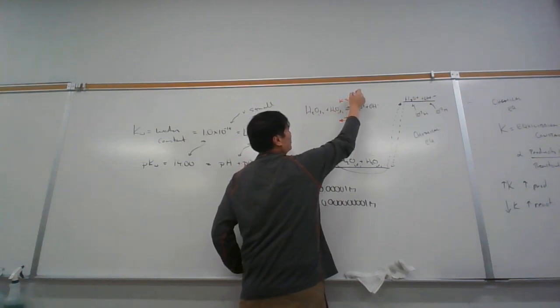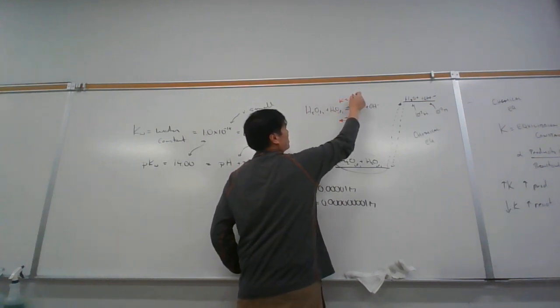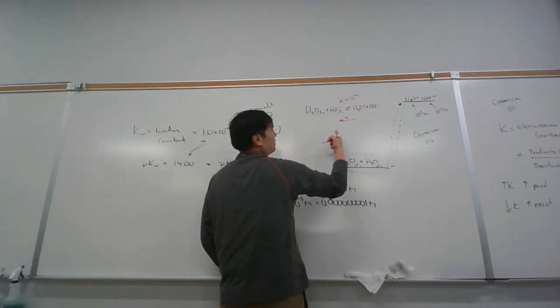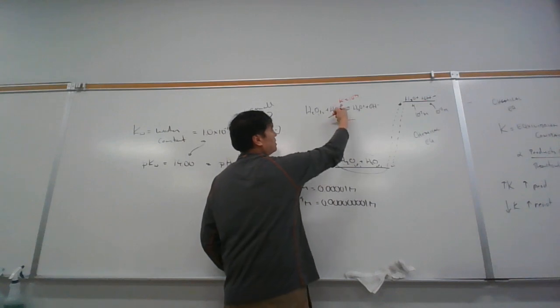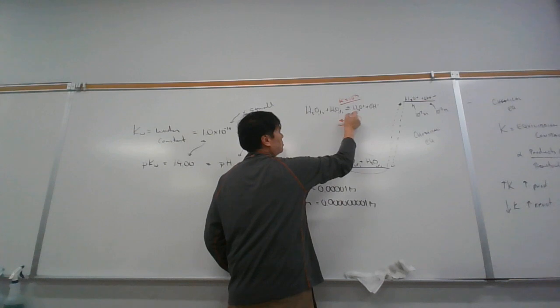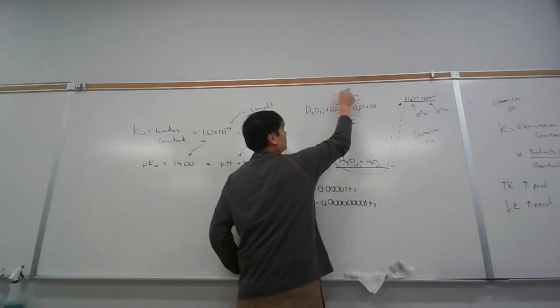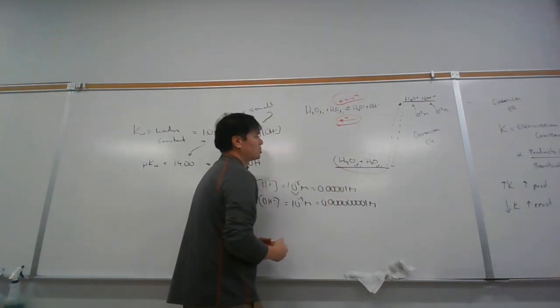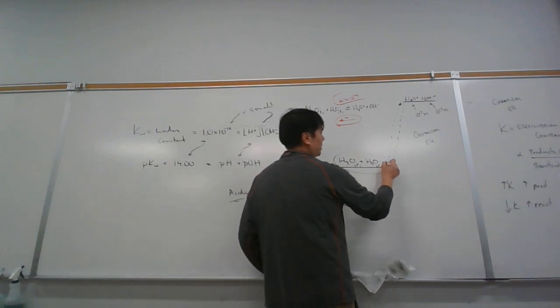K is 10 to the minus 14, which shows that the ratio of product to reactant is very heavily biased towards reactant. And so these are two ways to show the bias. One is to write the K value. Two is to draw uneven arrows like this. So that shows us. And so the uneven arrows would be like this.